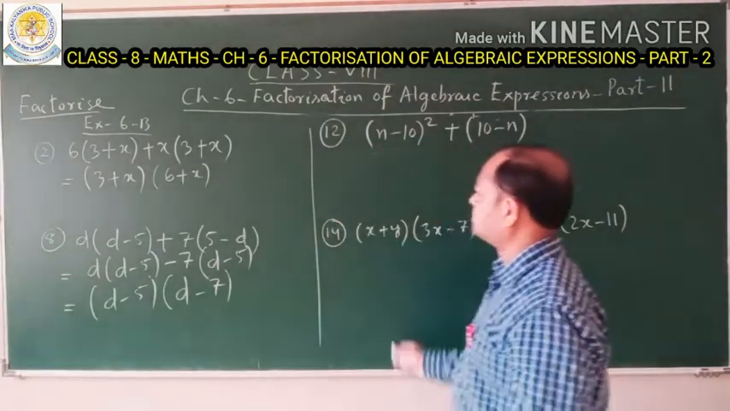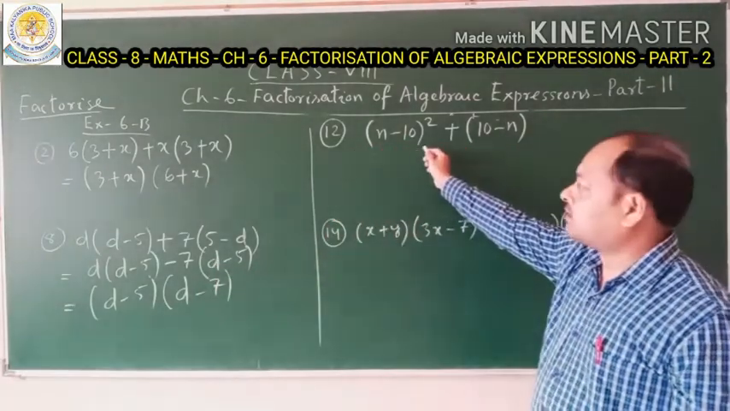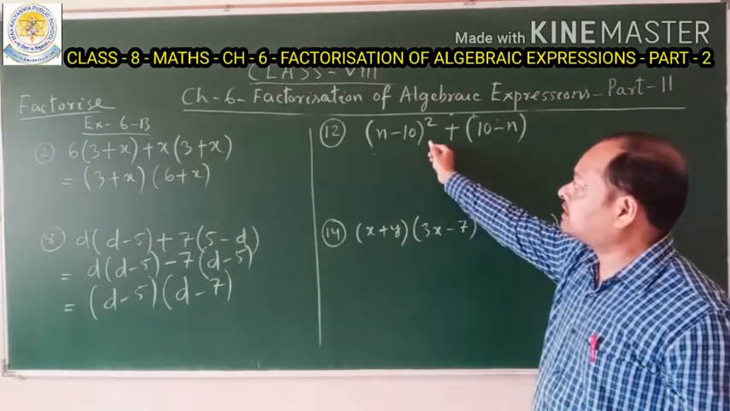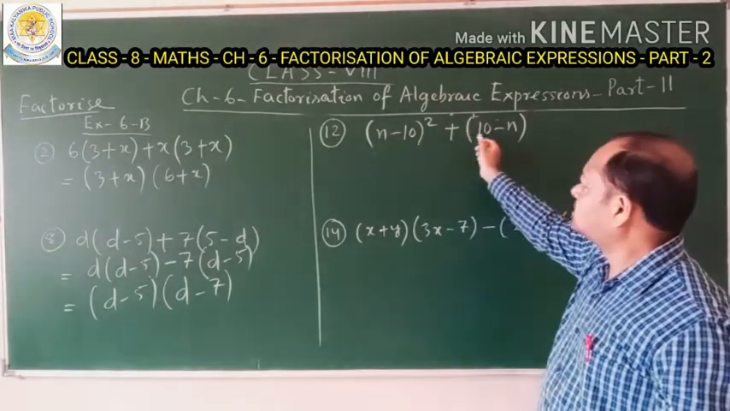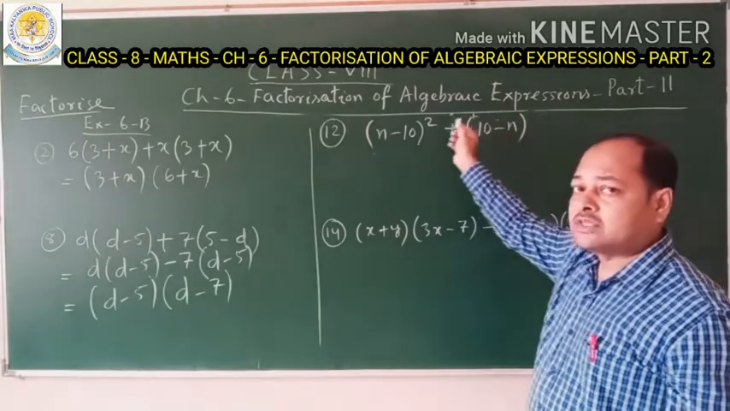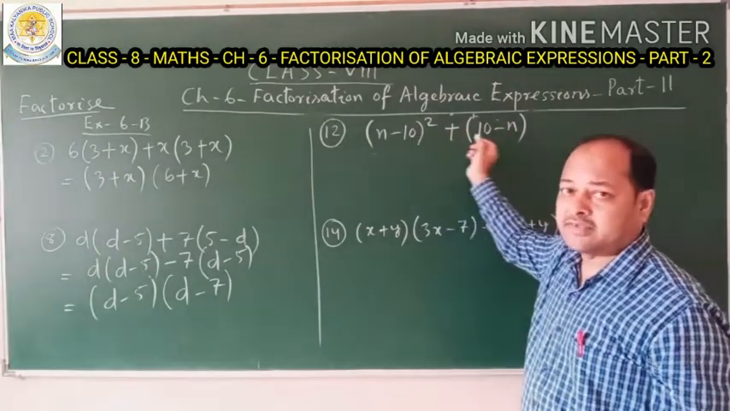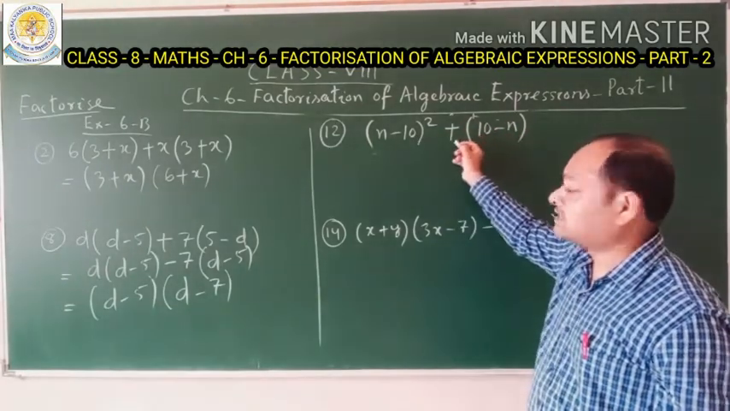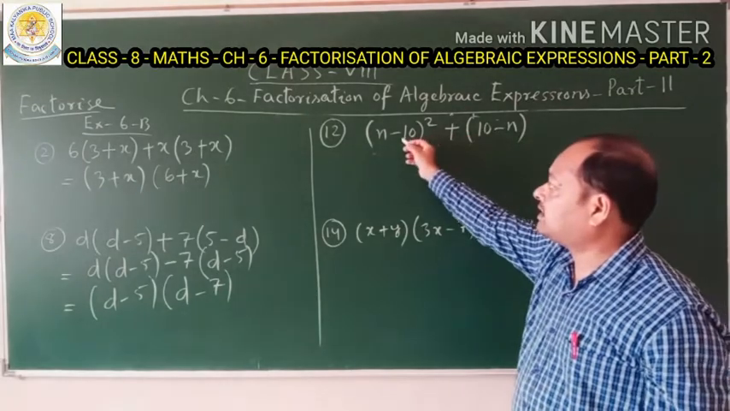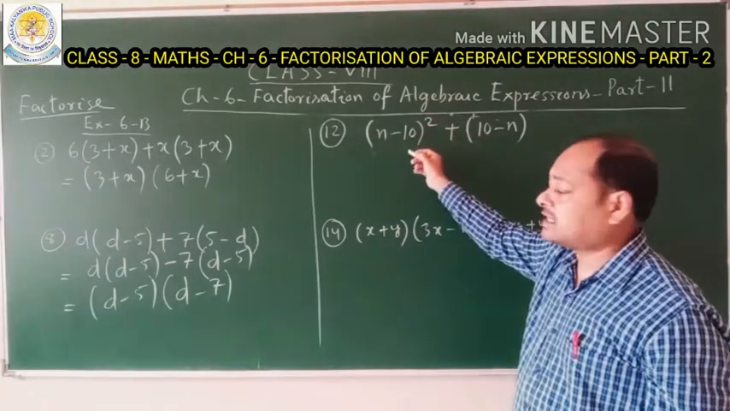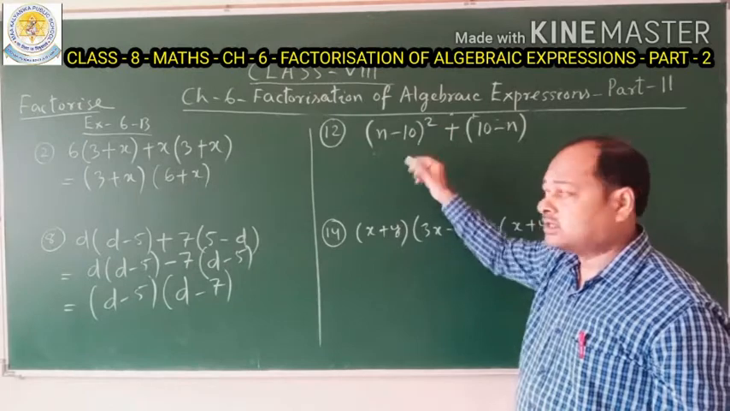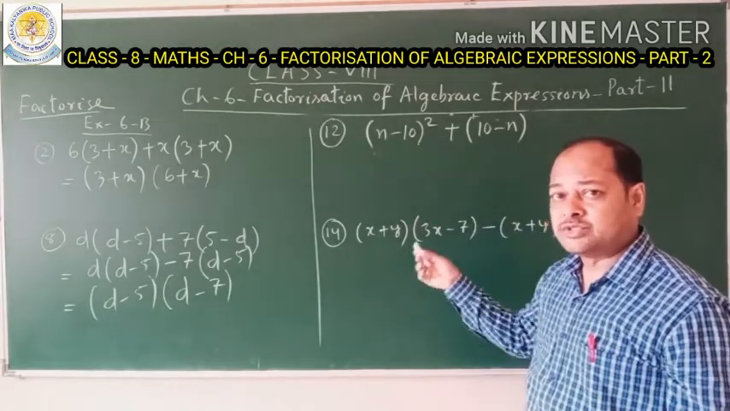Now look at this question: factorize n minus 10 whole square plus 10 minus n. If you want to get the same binomial factor, we have to change the sign. Here it is given in square form. That means a square means a into a, and 2 square means 2 into 2.